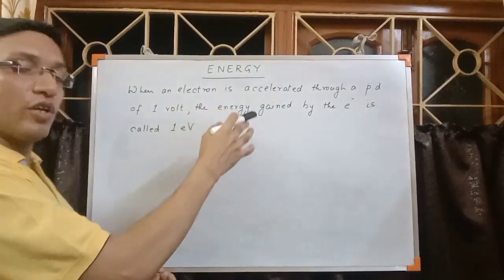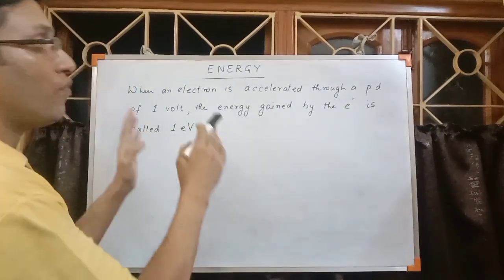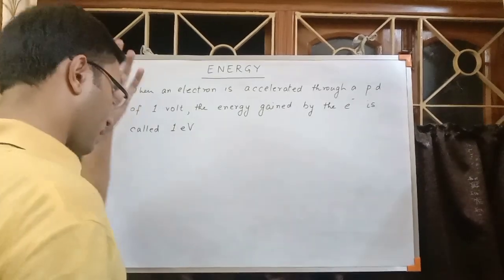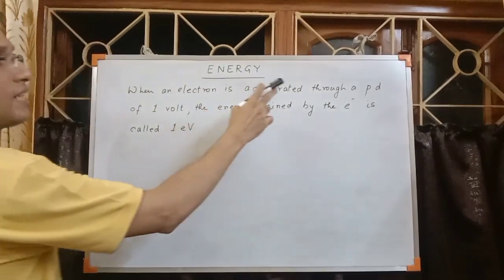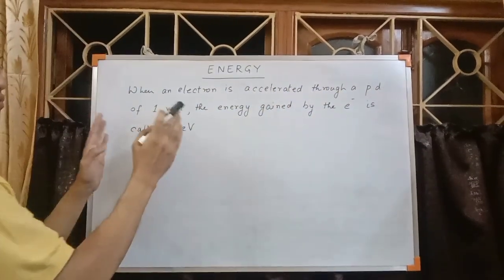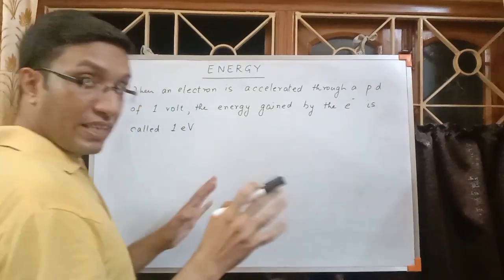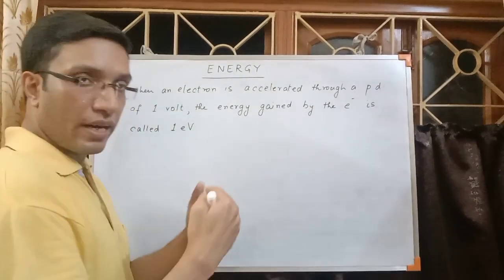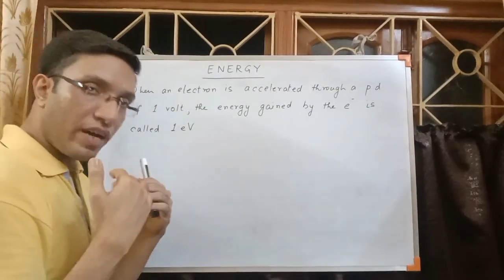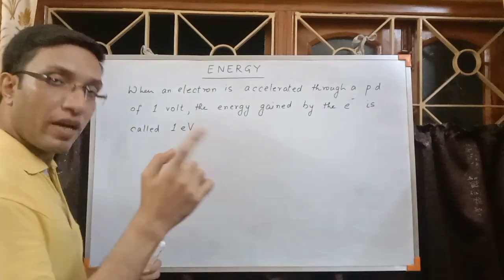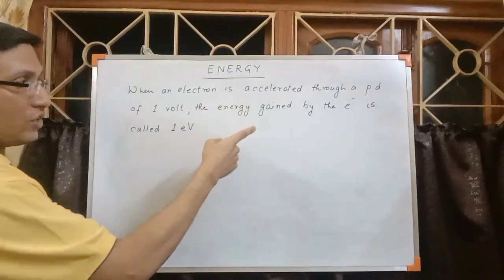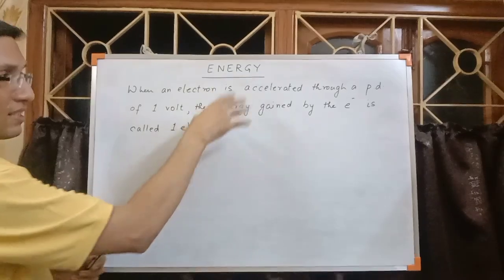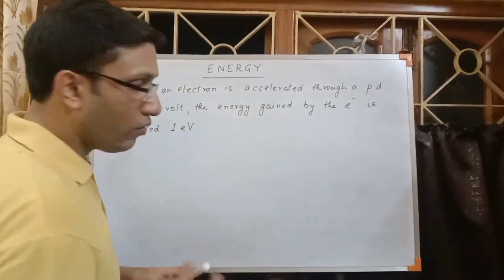analysis of these terminologies we will learn when we learn the chapter of current electricity. So when an electron is accelerated through a potential difference of 1 volt, the energy gained by the electron, because whenever anything accelerates, that means a force is applied, and whenever force is applied, work is done, and whenever work is done, the body gains energy. So the energy gained by the electron under such condition is called 1 electron volt.